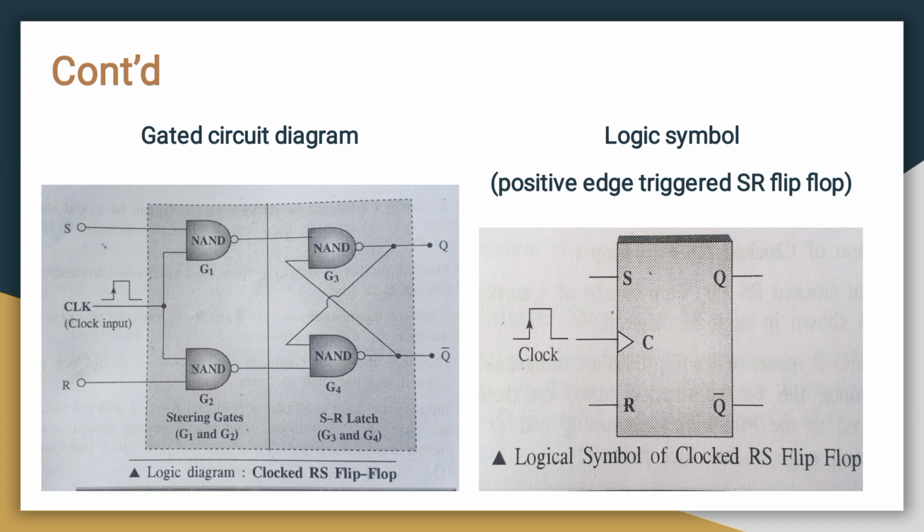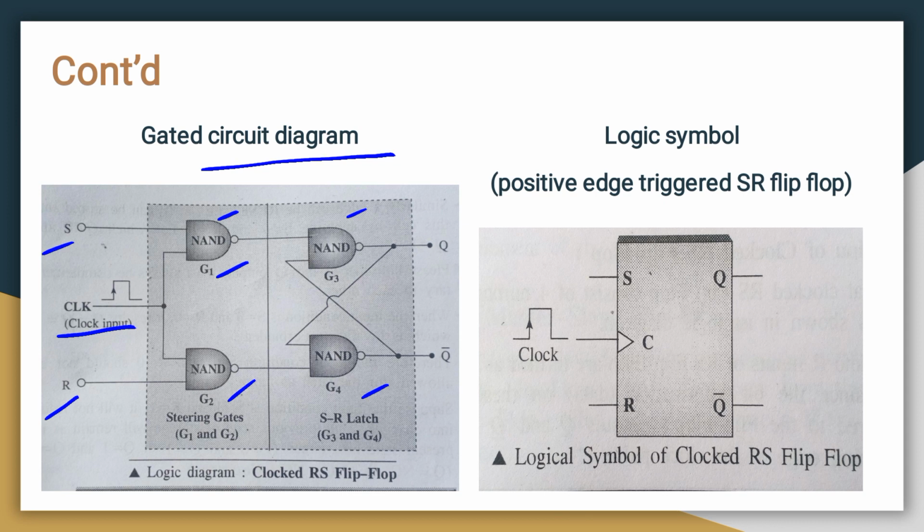So next is the gated circuit diagram. Same S and R, we used NAND gates. Already told, we are going to use the additional ones. So see, G1 and G2 are the common NAND gates we use in the SR latch. We have the additional ones, that is G3 and G4. So the output of G3 is given back to the input of G4 and the G4 output is fed back to the G3 input. Then the clock is given to G1 and G2. Clear? So this is about the circuit.